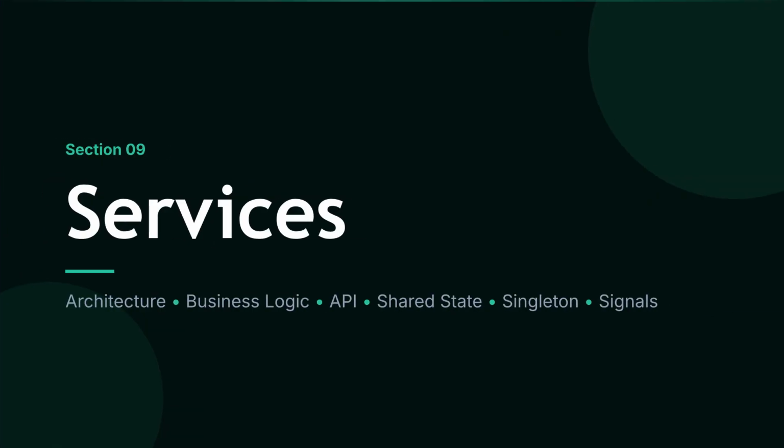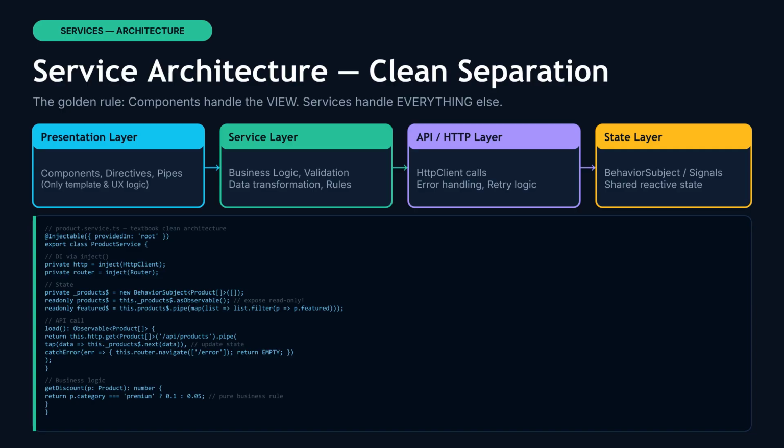Section 9 focuses on services, the backbone of Angular architecture. We'll cover separation of concerns, the API layer, singleton patterns, and the rise of signals for simplified state management. The golden rule of service architecture is clear. Components handle the view, and services handle everything else.